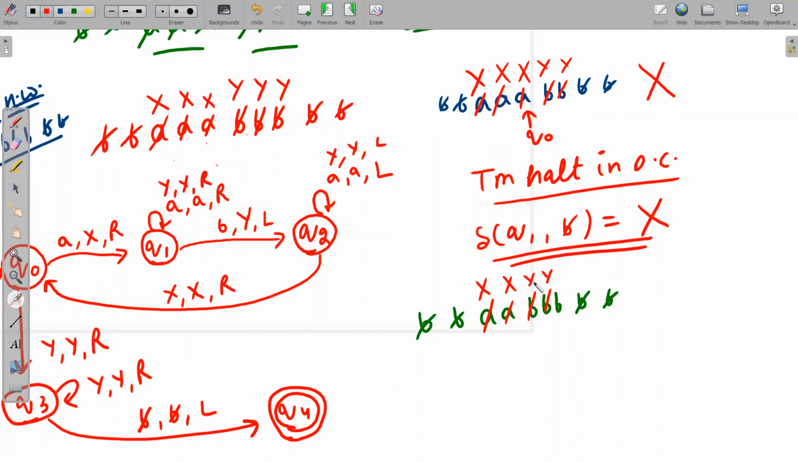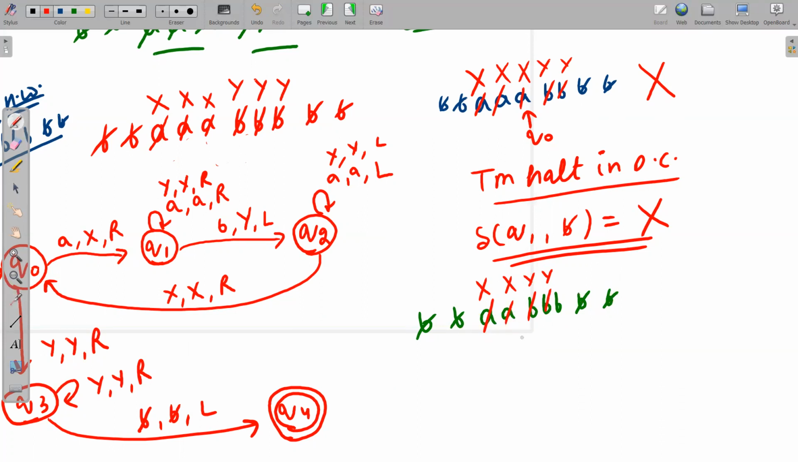On Q3, Q3 will read this Y also, and it will remain as Y only, move towards the right, state will be Q3 only. So Q3 has read this B. Please see here carefully. Q3 has read this B, but Q3 is not allowed to read this B. Hence the Turing machine will halt in dead configuration, so the string will be rejected.